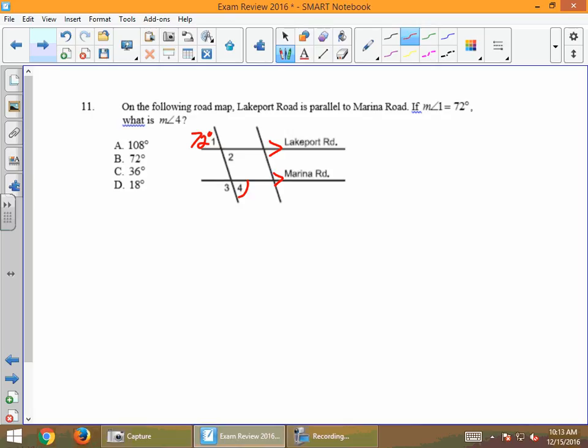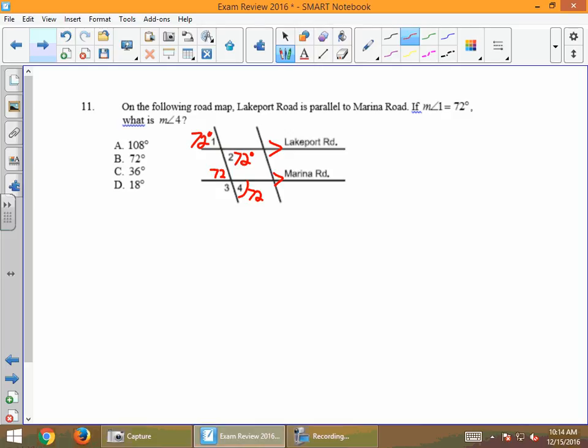Emmett, 72. Why did you pick 72? Okay, I like that. He said 1 and 2, so that means that's 72. So he's saying with this one, you'd have to first go to this next step. But I like this. If you're doing it your way, you're saying these are alternate interior. That's 72. That's a vertical angle. That's 72. Yeah, that works out. You could have done it in just one step instead of doing your process. But I like how you did it.